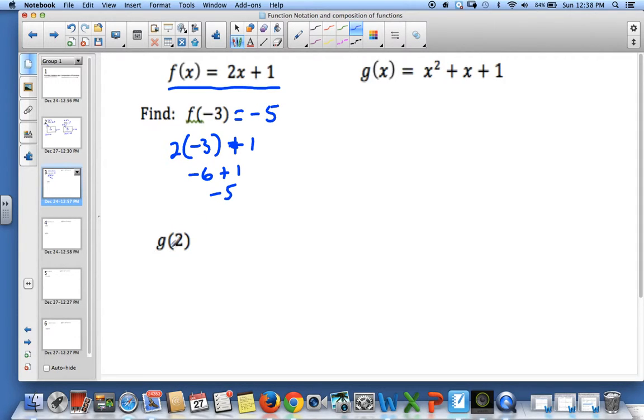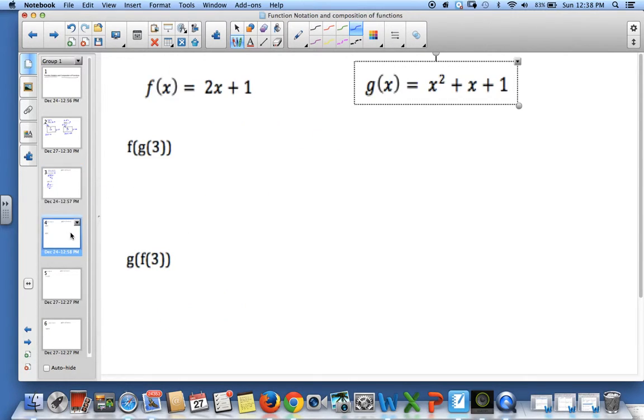And now I'm looking at g of 2, which means I go to function g, which is over here. And each x now is squared. And then I add the number x, whatever x was, and I add 1. So this would be 2 squared plus 2 plus 1. So that's 4 plus 2 plus 1, 6 plus 1. So this is 7. So g of 2 is 7. And that's pretty straightforward. I think we can figure that one out without too much difficulty.